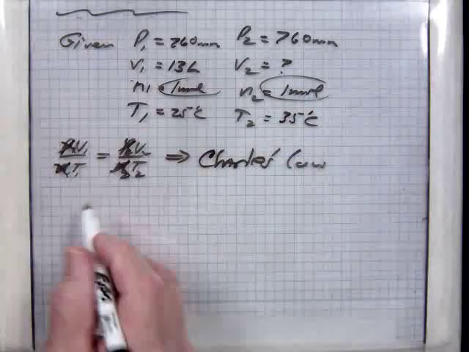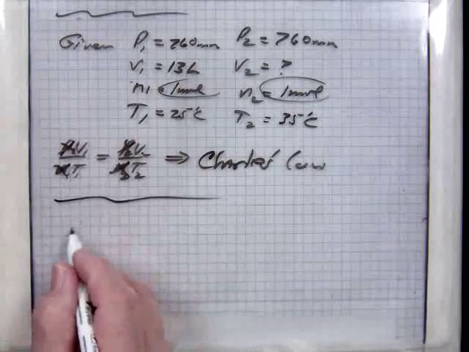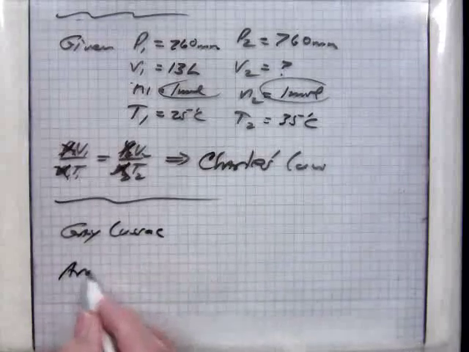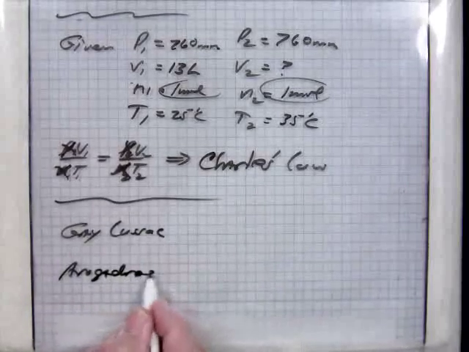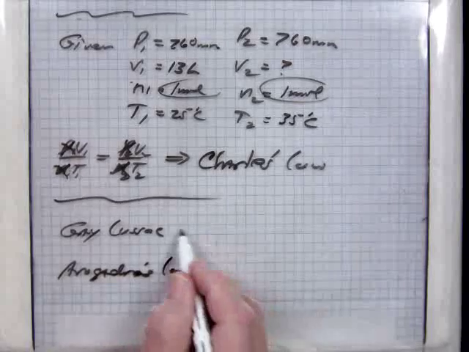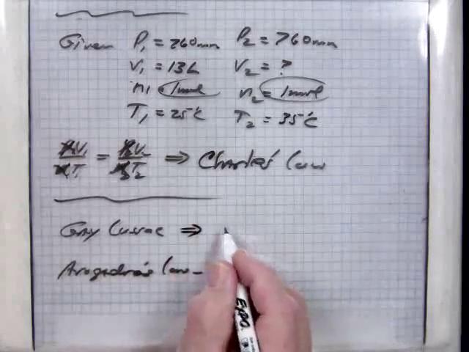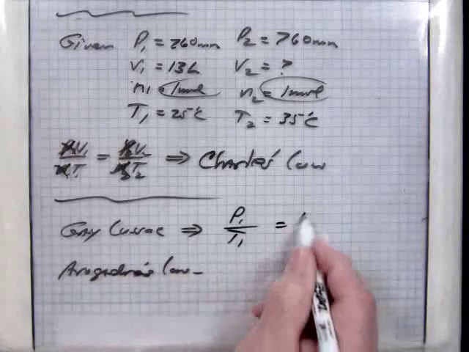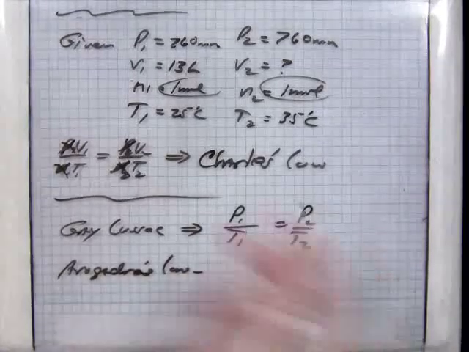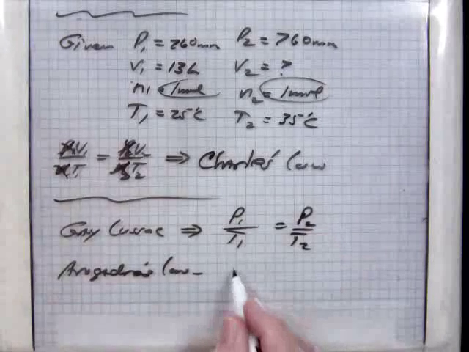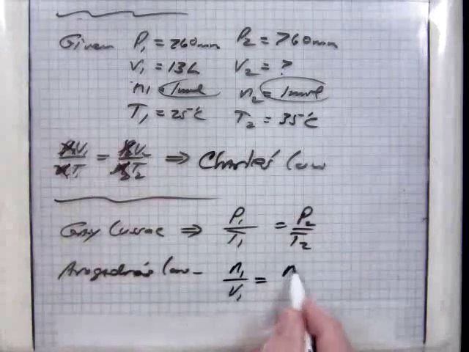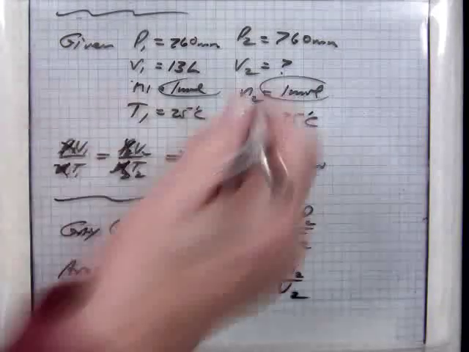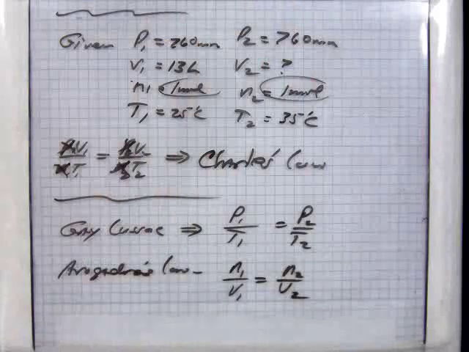Well, the same way with Gay-Lussac and Avogadro's. And of course, this would give you the pressure 1 at temperature 1 and pressure 2 at temperature 2, because the other terms will cancel out. And this would give you the N1 over V1 equals N2 over V2, and the other terms would be constant if you set up this little table like that, and you work all of them like that.